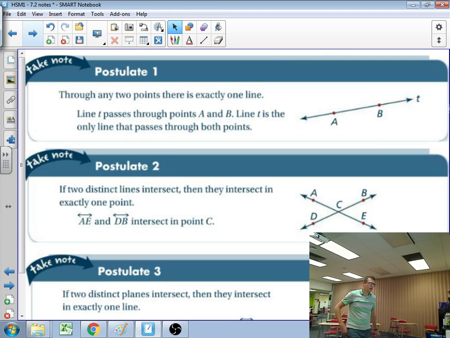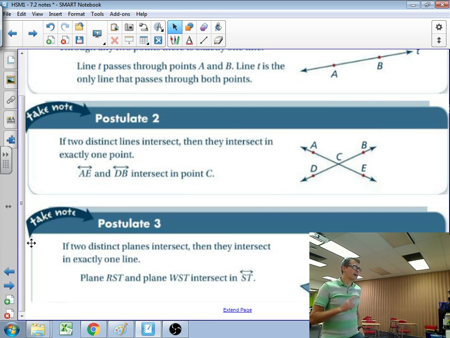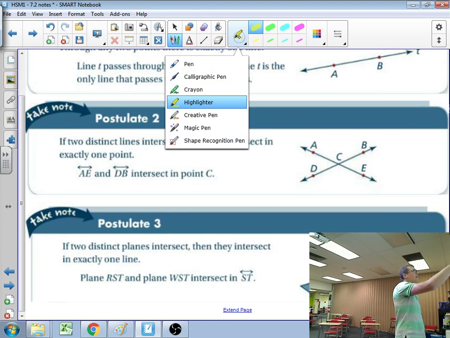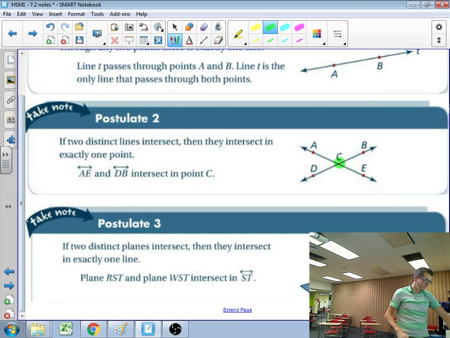So postulate 1, and with these postulates, it's not so much remembering what the postulate number is, it's remembering the content of the rule. So through any 2 points, there's exactly one line. That seems intuitive, but that is our first postulate in geometry. Through any 2 points, there's exactly one line that connects the 2 points. If 2 distinct lines intersect, they intersect at exactly 1 point. So this point C right here is that exactly 1 point, because if 2 lines, each line is straight, you can't intersect in more than 1 point because then it's not a line. You could have a parabola and a line intersect in multiple points, or a sine curve or something else, but if it's 2 lines, there's only 1 point where it intersects.